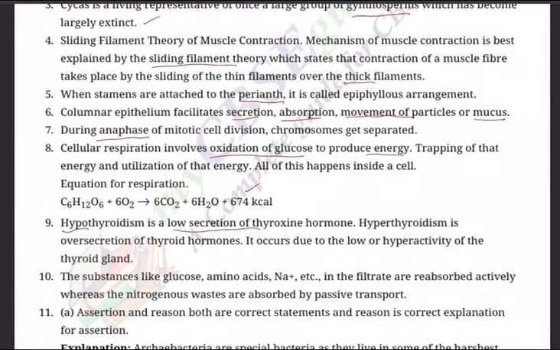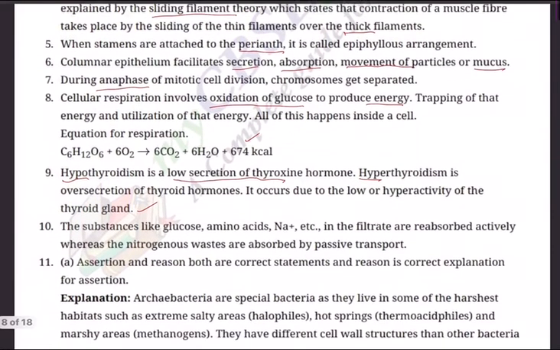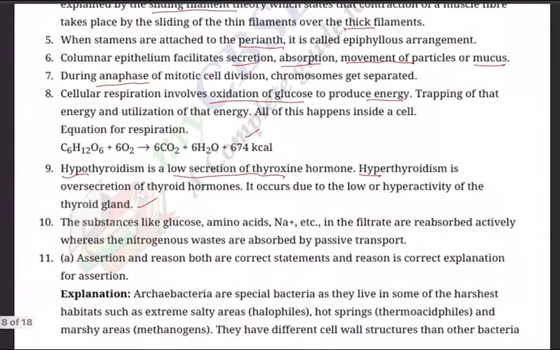Question 9. Mention the difference between hypothyroidism and hyperthyroidism. Hypo is low. Hypothyroidism is low secretion of thyroxine hormone by the thyroid gland. Hyper is higher, over secretion of thyroid hormones. It occurs due to low or hyperactivity of the thyroid gland, and both hypo as well as hyper will have their own effect on our body.